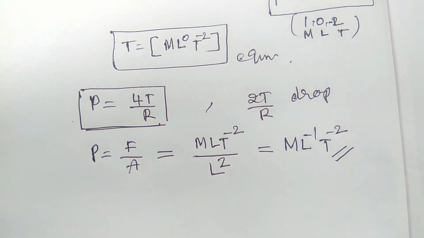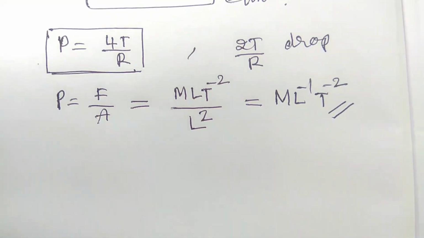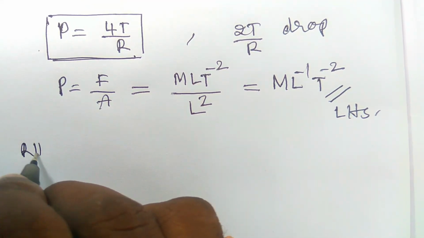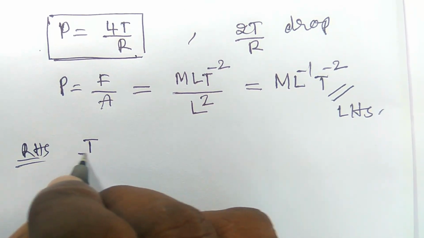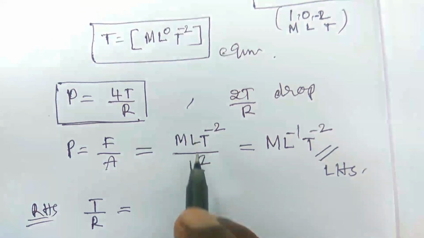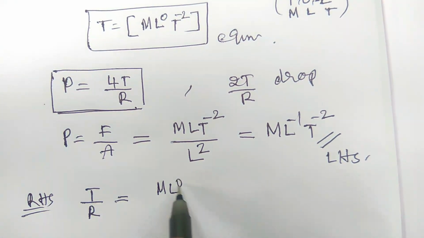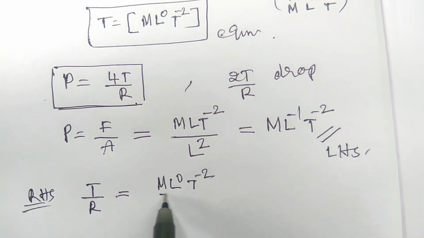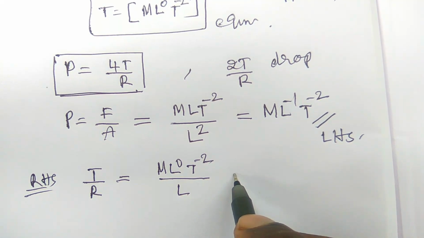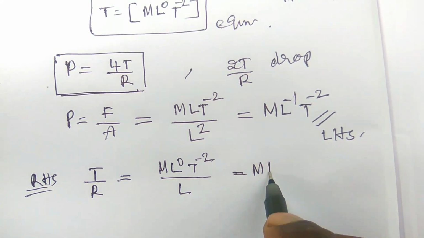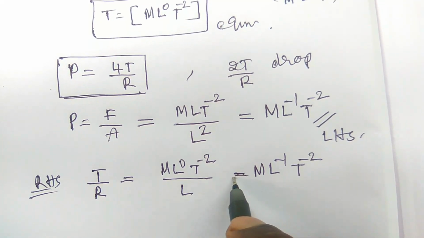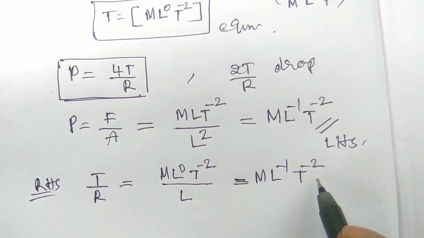So this may be equal or not equal, you just have to check. This is only for the LHS. Now we have to write the RHS. In the RHS we have T by R. So 4 is a numerical digit, it has no dimension. T is the surface tension, which we already wrote as M L^0 T^-2, divided by the radius, which is a length. L goes upward, so the inverse is written, and we get M L minus 1 T minus 2.